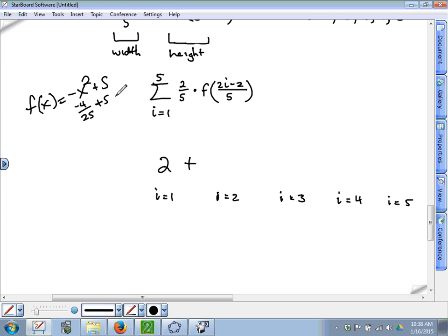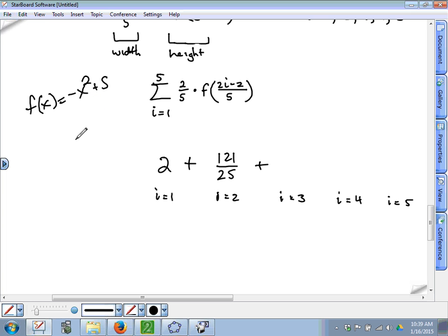We have to add these two together, but in order to do that, you have to multiply by 25 over 25 to get a common denominator. 5 times 25 is 125, minus 4 is 121 25ths. Now we have to add that when i equals 3.